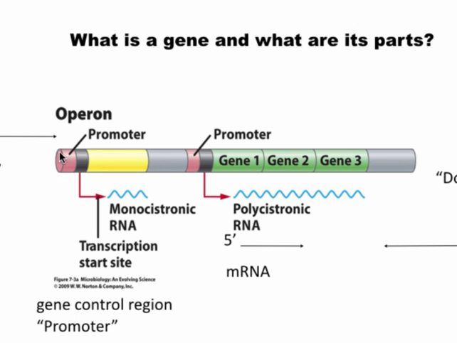Here you see it. You've got a promoter here. You've got a gene right here. And this is what's called a monocistronic RNA. It only codes for one gene. It's not uncommon in bacteria to have what are called polycistronic RNAs. That is where you have a promoter and a series of genes that are transcribed all in the same messenger RNA.